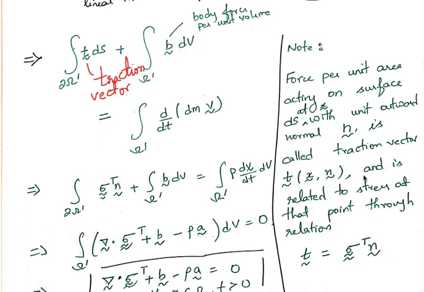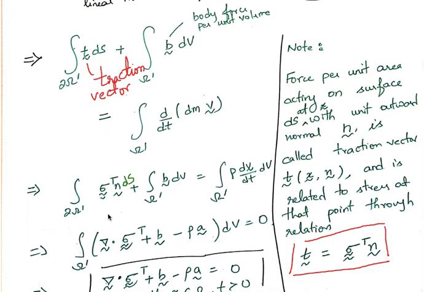So the traction vector is related to stress at that point through the relation: the traction vector T is equal to sigma transpose times n. Okay, so this is the relation between force per unit area acting on a plane and the unit normal to that plane and stress at that particular point. So here in this particular statement, sorry, I missed something here. So sigma transpose n ds.